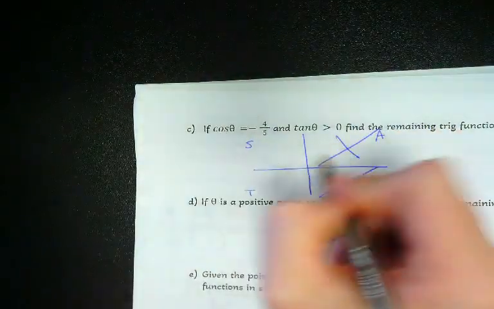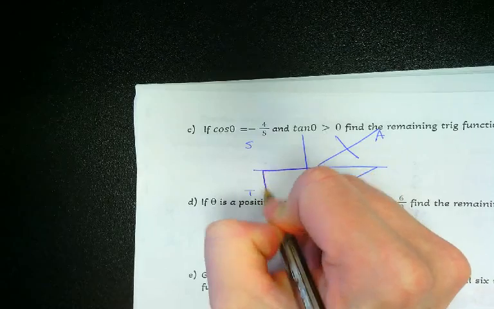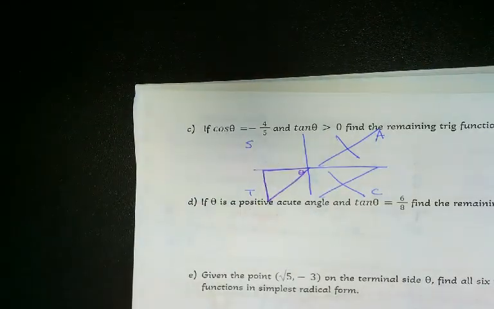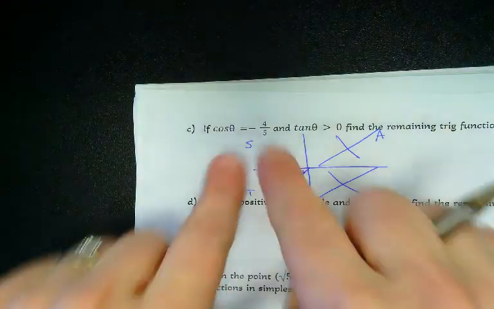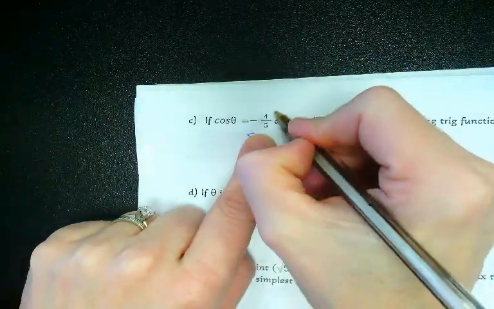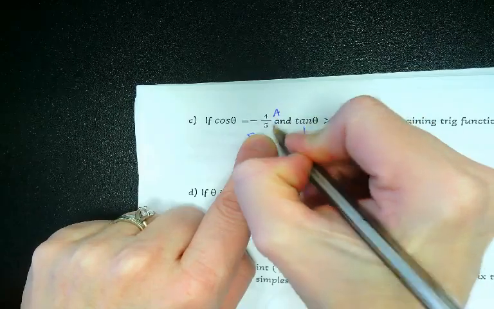So you're going to draw your triangle. You're going to go out, down, and make your right triangle with theta at the origin. Okay, so this is not a point. I had to draw in the triangle based off my quadrants. Now I'm going to go back to what they gave me. In SOHCAHTOA, who was cosine again? Who over who? A over H.